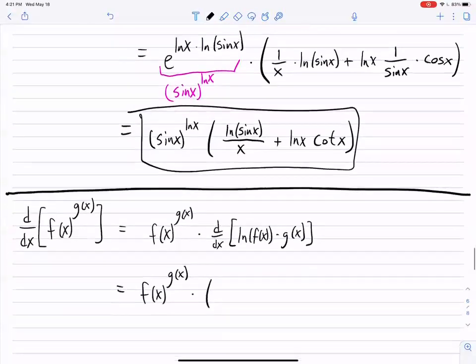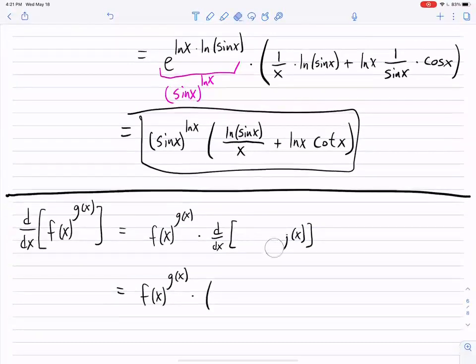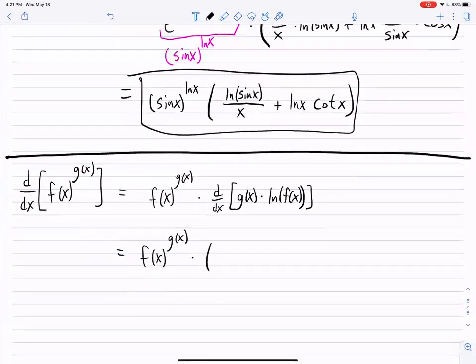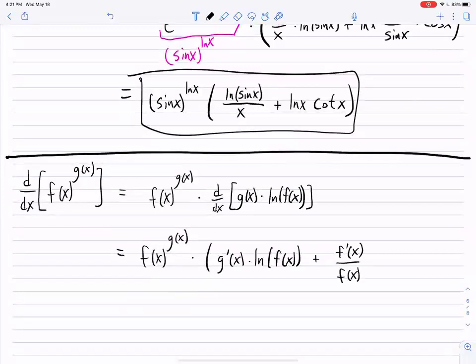I guess the order doesn't matter. I have it the other way. I guess it should be g of x times ln of f of x, actually. It'll be g of x times ln of f of x by chain rule. And so what is that? That is going to be g prime of x times natural log of f of x plus f prime of x over f of x times g of x.